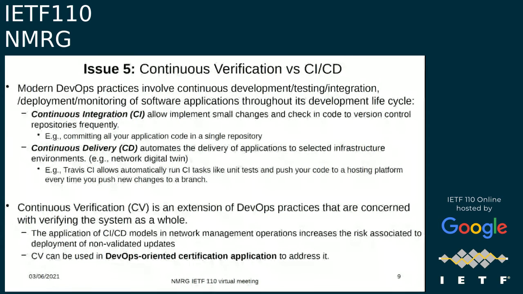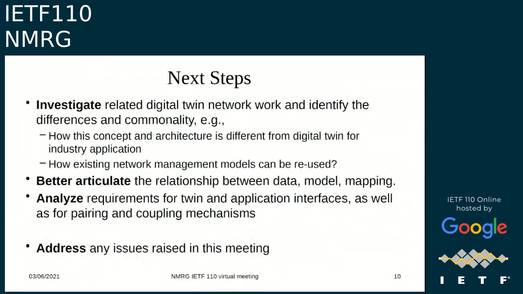So the last one is continuous verification, which we propose in this draft. How is this different from CI/CD? As we know, DevOps provides whole life cycle management, including CI/CD, and we give an example. Based on our evaluation, we think CV is an extension of DevOps or CI/CD. One of the examples we give relates to DevOps-oriented certification. Because it lacks continuous verification, it ends up increasing the risk of deploying non-validated updates. But with continuous verification, we can address this issue. So we will reflect the summary change in the next version.